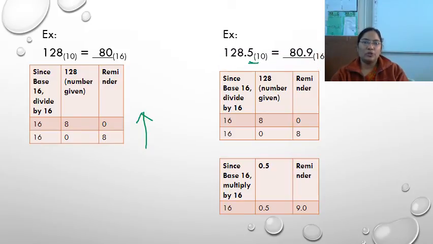Suppose after the dot any number is there. What are we supposed to do? Multiply by that number system into which we are converting. So 16 multiplied by 0.5 will give you 8.0. So what is the value after the dot? 0. So we can terminate. It is terminating. We can stop here itself. So 0.8 and then this is 80. 80.8. Clear?